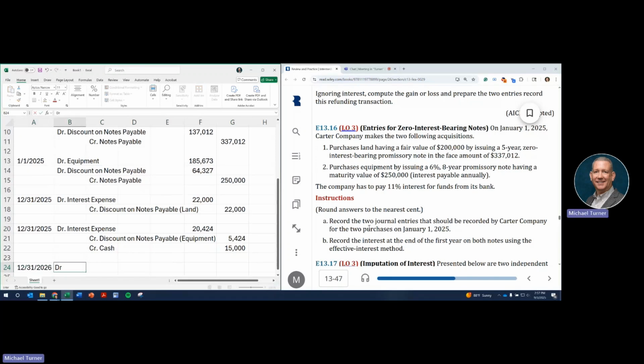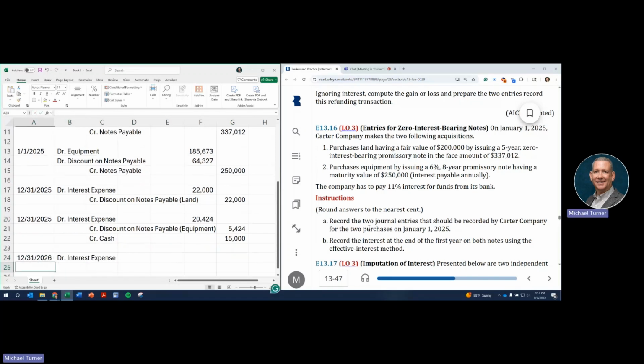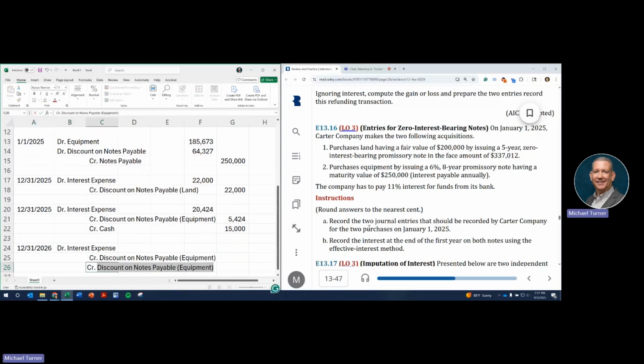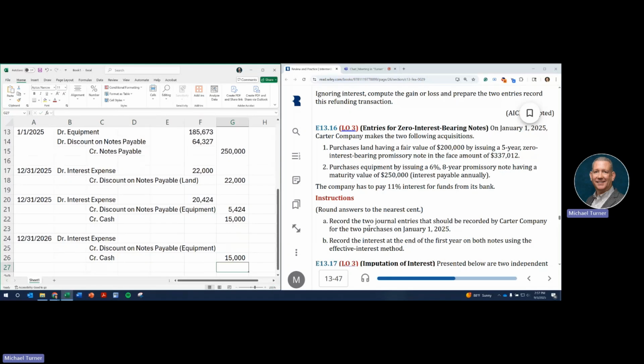So this is year number 2. We're going to debit interest expense every year, and we're going to credit the discount on notes payable for the equipment, and we're going to credit cash. So we'll see what happens as this loan progresses. We know it's always going to be a $15,000 credit to cash because that's what we're required to pay. What we don't know is what's going to be the interest expense for each year and the corresponding amortization of the discount on notes payable.